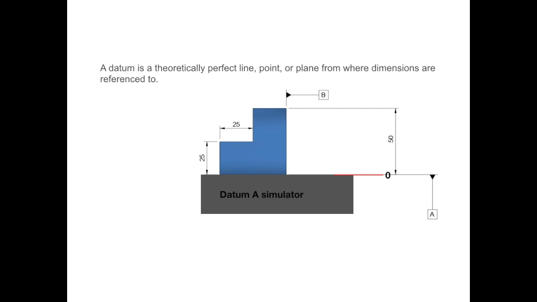Now similarly for datum B, we will use an angle plate to act as a datum B simulator. Datum A and B simulator are perfectly at 90 degrees with respect to each other, and they define zero reference points for our height and width dimension.